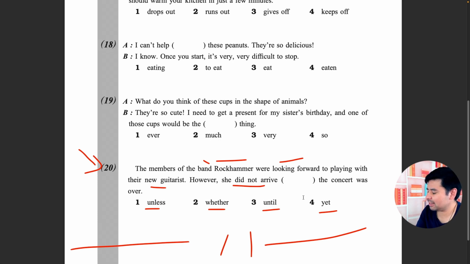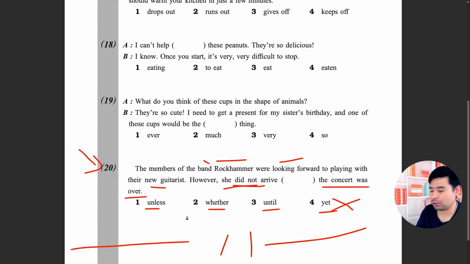Yet, we can also use yet, but because of the structure of the sentence, we cannot use yet here, because yet normally we use at the end of the sentence. Even though yet and until have quite a similar meaning, the use is different. And then unless and whether are totally different.